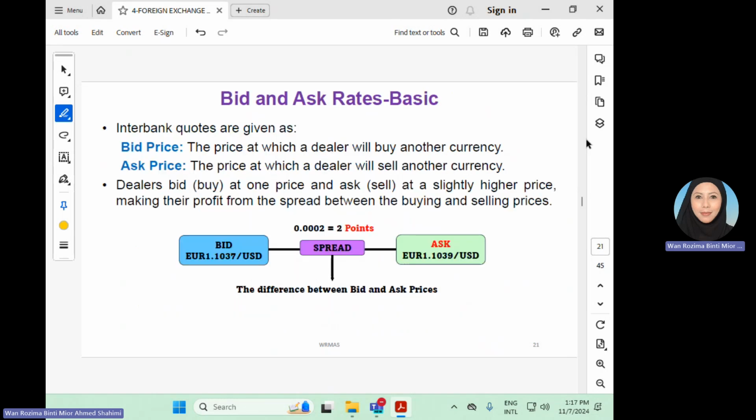Next, in the bank, quotes are given as bid price and ask price. So bid, buy; ask, sell. The bid price is the price at which a dealer will buy another currency, and the ask price is the price at which the dealer will sell another currency. So dealers bid or buy at one price and sell at a slightly higher price, making a profit from the spread between buying and selling prices.